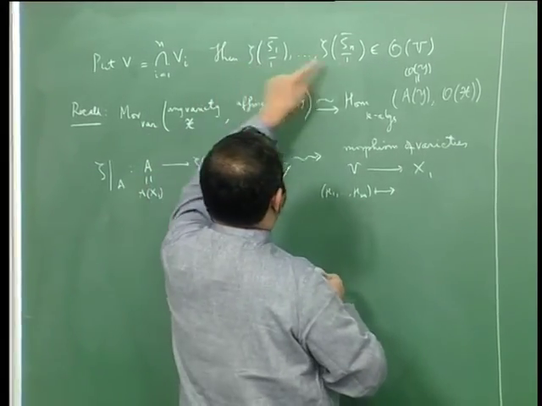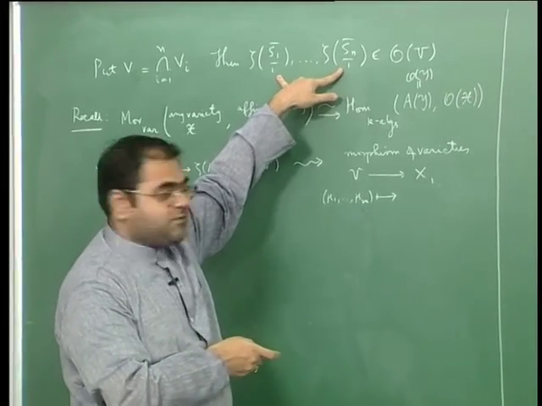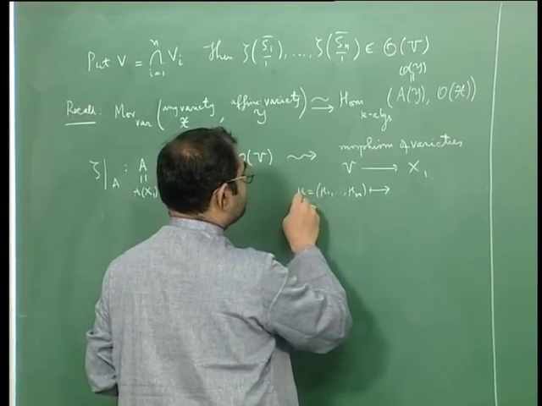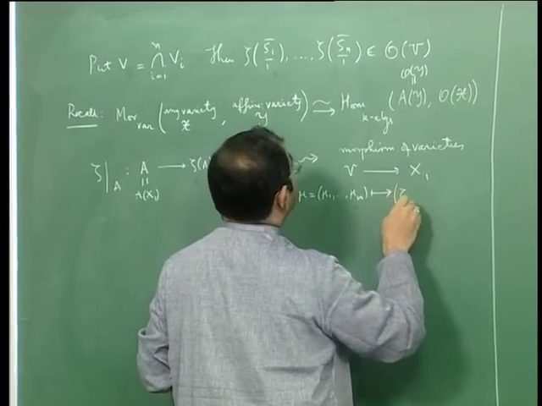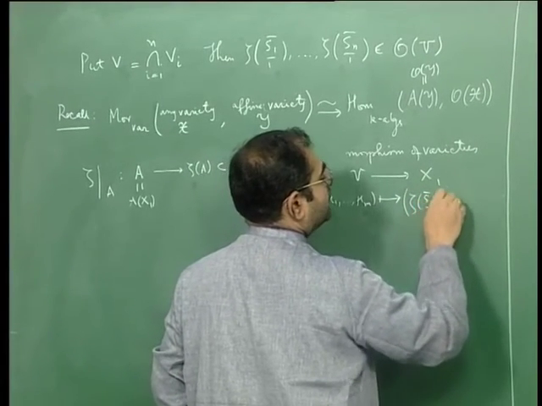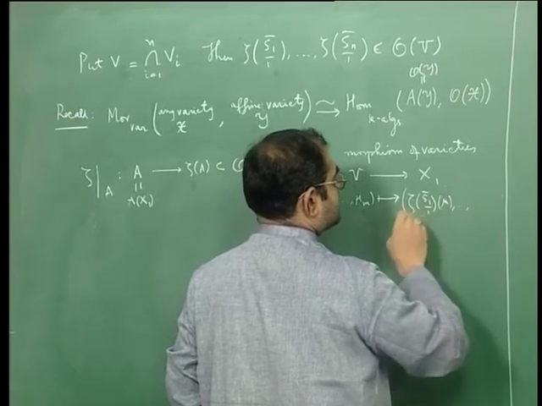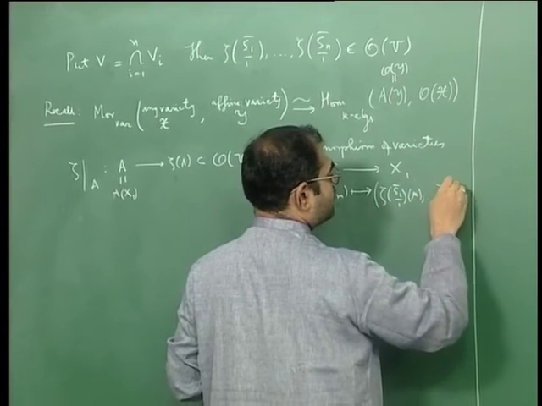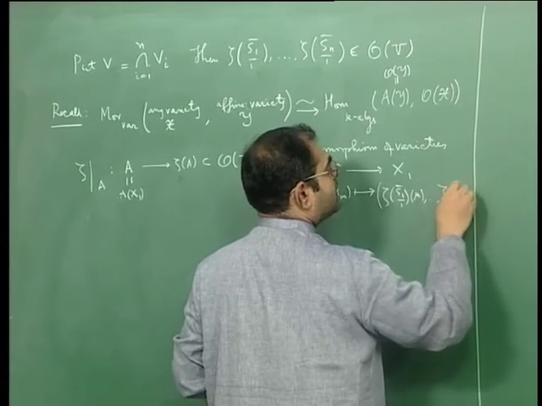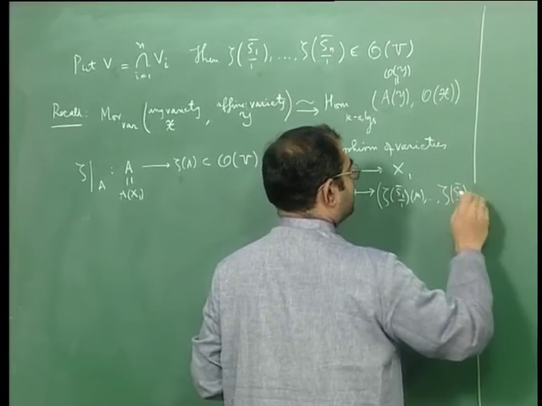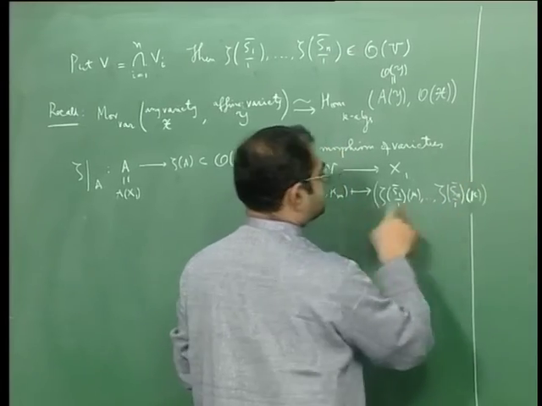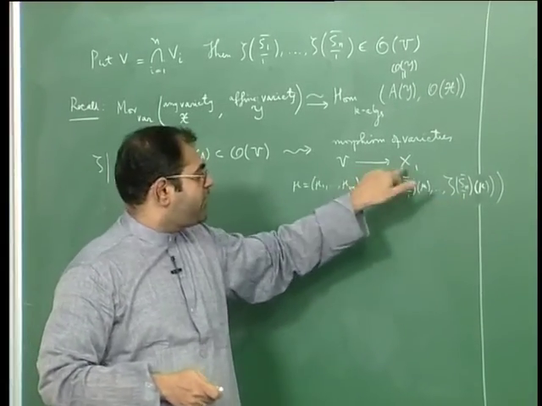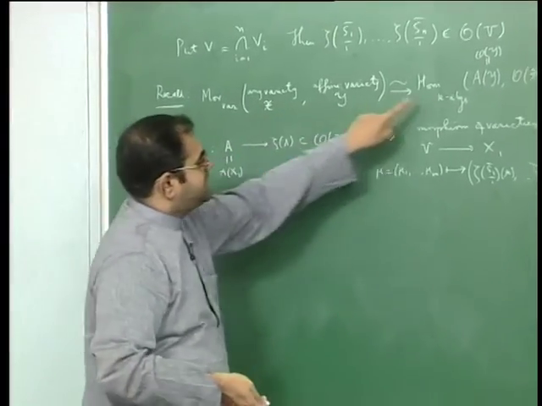So that will give you an n tuple, and that n tuple will precisely be an n tuple of an, it will land inside X1, okay. So if you call this mu, then this is just the map psi S1 bar by 1 of mu and so on, zeta S1 bar by 1 evaluated at mu, and so on up to zeta Sn bar by 1 evaluated at mu. So you will get this n tuple, and this n tuple will be a point of an, in fact it will be a point of X1. That is how this bijection was established.